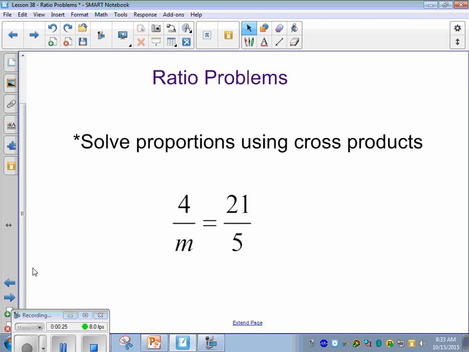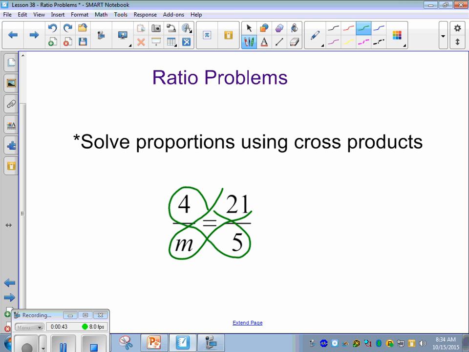We're always going to solve these using cross products. What cross product means is that we're going to multiply them crossways. I've also heard it called the butterfly method, because you can draw little butterfly wings like this. And what these tell us is that we are going to do 4 times 5, and we're going to set it equal to 21 times m. So we're just going to set these cross products equal to each other. It's just called cross multiplying. So we do the cross products, set them equal to each other, and then we can go ahead and solve.